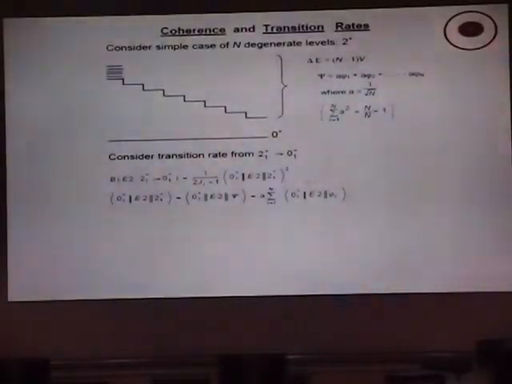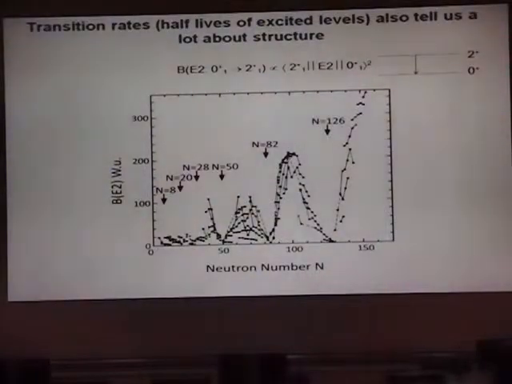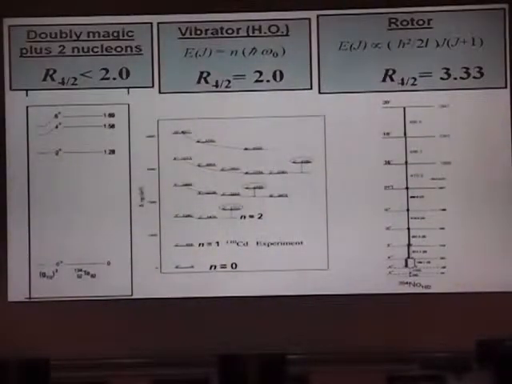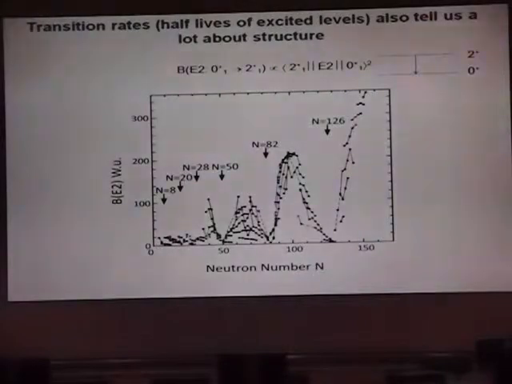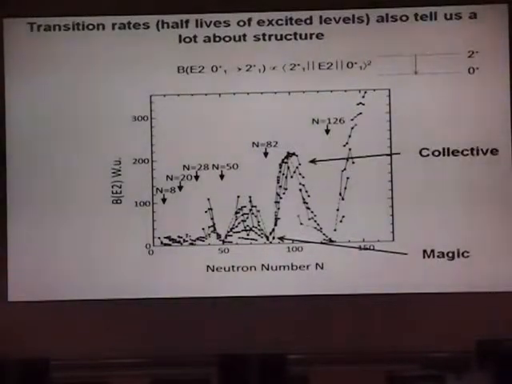Okay. So I'm going to end with this slide. There really wasn't very much after the break. Maybe we'll discuss it. These are these BE2 values, these transitions from the 2 plus to the 0 plus. They go as the square of a matrix element, and this matrix element is very small for magic numbers. For the collective nuclei, it's very large, and that is a consequence of mixing.